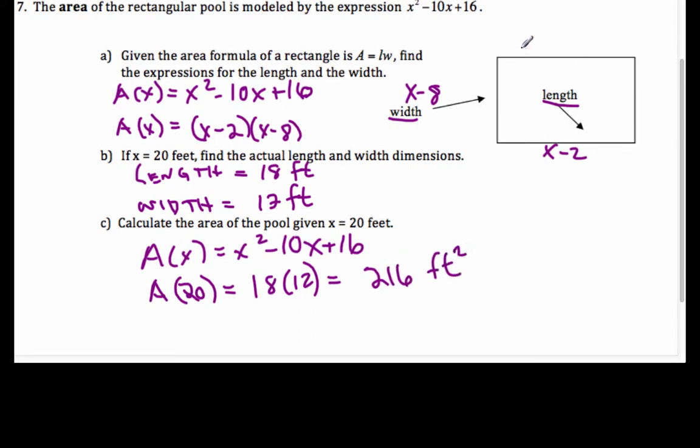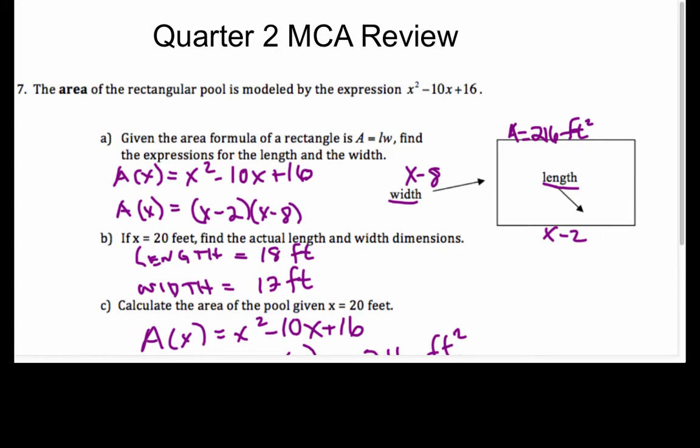So that means the area of this is equal to 216 square feet. And it's in square units because area is a square unit. I'm taking a foot length times a foot length. It gives me feet squared. So there we have it, number 7. Moving on.